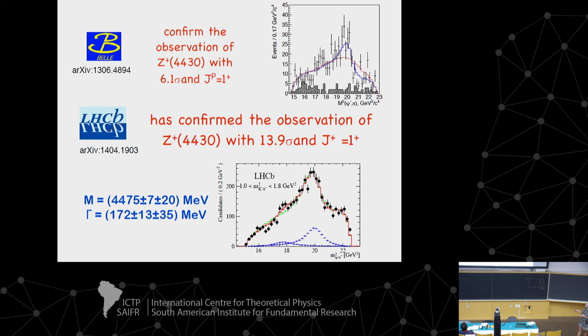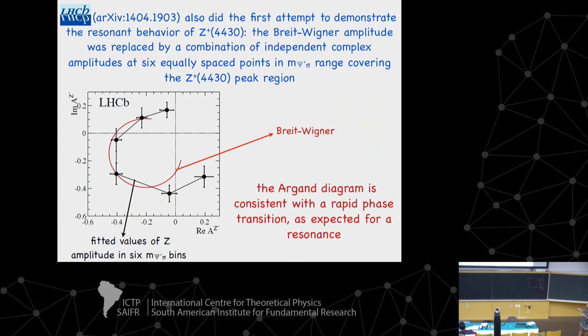And these are the mass and width of the state that we can see if you look at the PDG now. And this is the observation, the experimental data for this state. But LHCb did more than that. They also did the first attempt to see the resonant character of this state. What they did was they replaced the Breit-Wigner amplitude by 6 different independent amplitudes in this psi prime pi mass spectrum all over the mass of the Z. And what they saw in this Argand diagram is consistent with a rapid phase transition that's expected from a resonance. So this was really the first time that a collaboration did an analysis that confirmed the existence of a resonance.